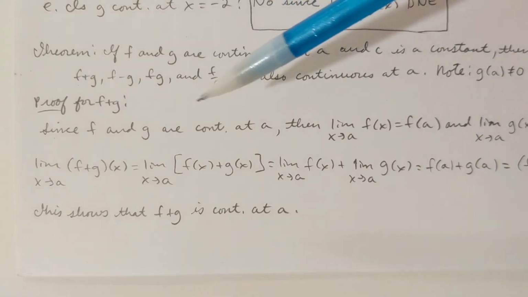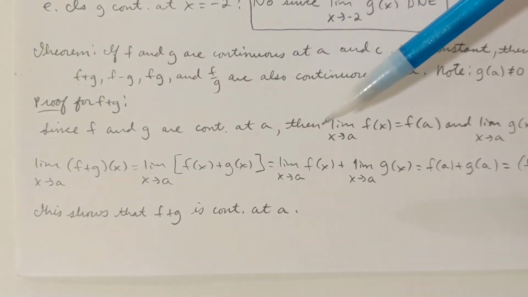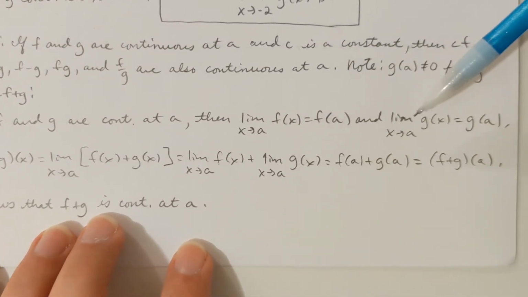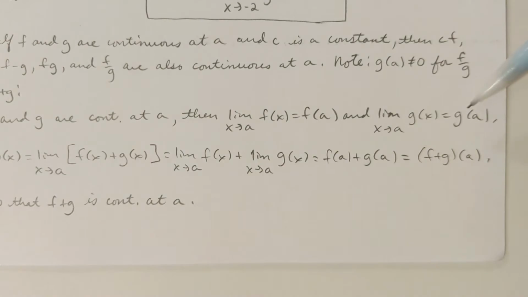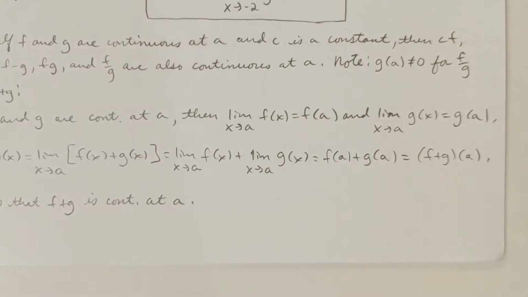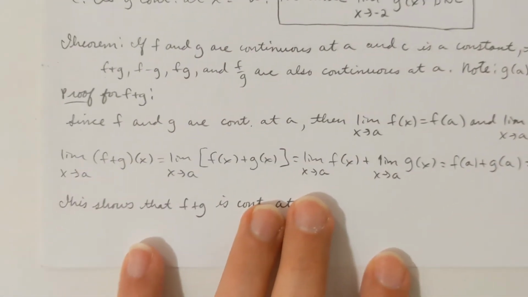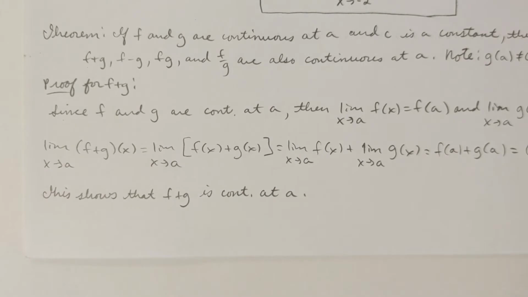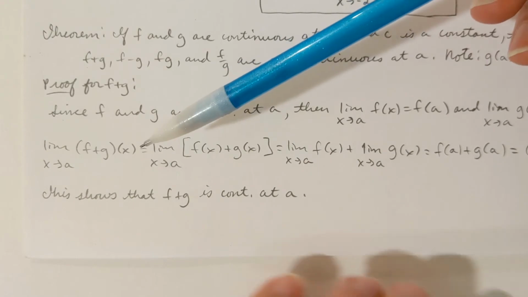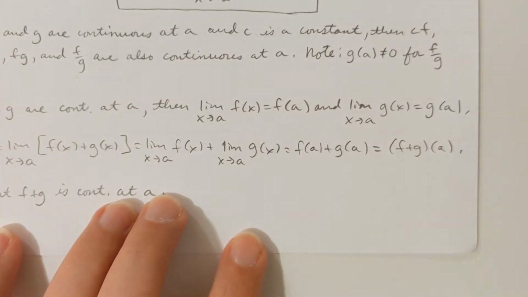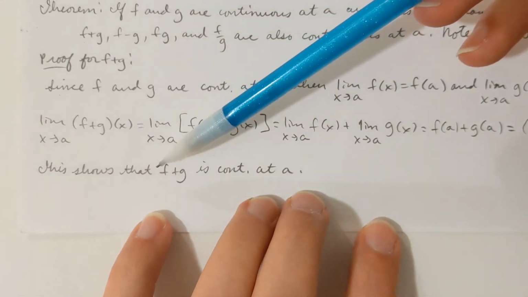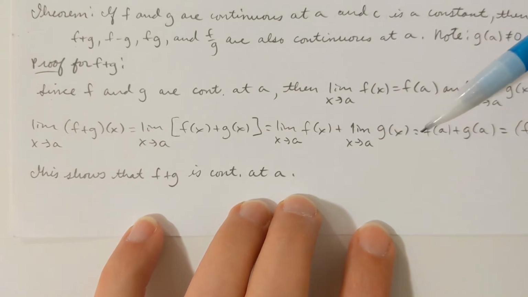Now, since f and g are continuous at a, what does that mean? It means that the limit as x approaches a of f of x is the same as f of a, and the limit as x approaches a of g of x is the same as g of a. All right, so I'm going right to the definition. I'm going right to the starred statement here. Now, what do I have to show? I have to show that the limit as x approaches a of f plus g of x is the same as f plus g of a. Once I've shown that, then I'm done, because I'd be showing that f plus g is continuous at a.